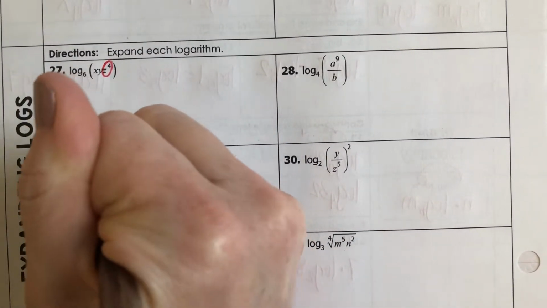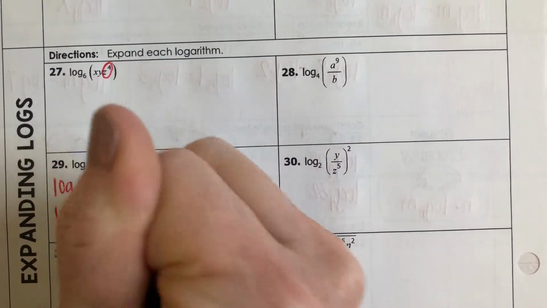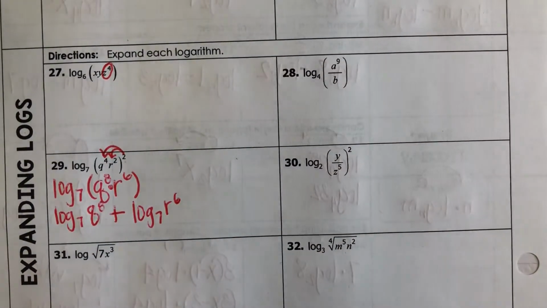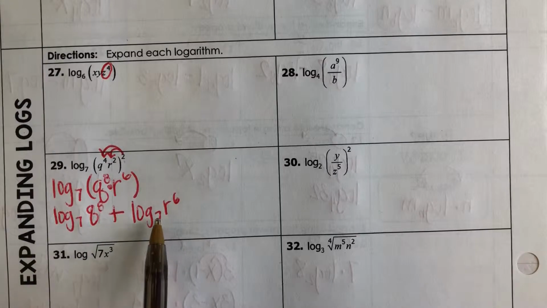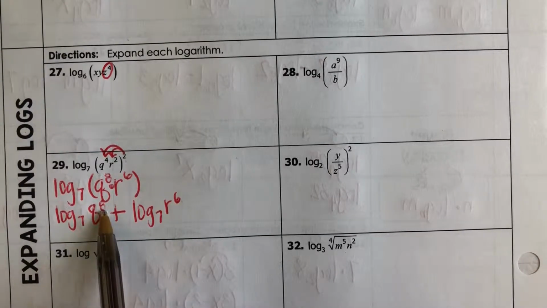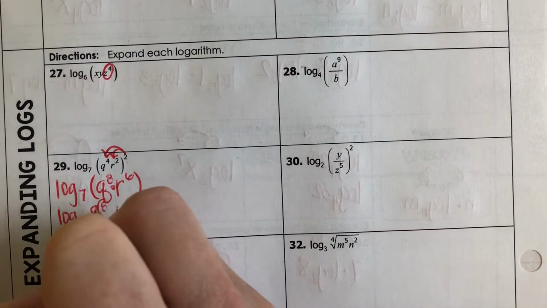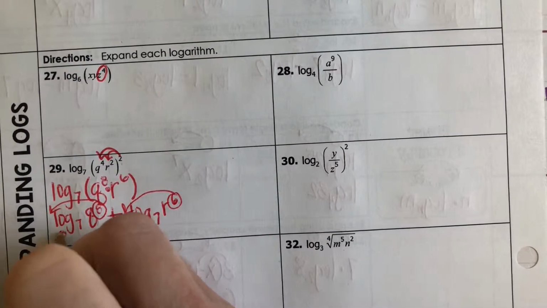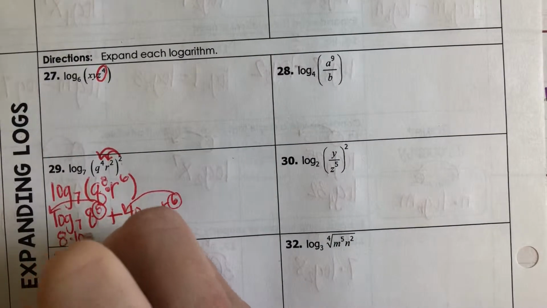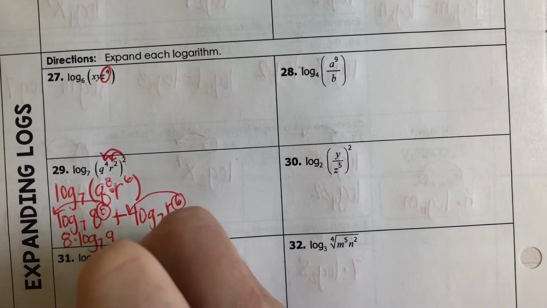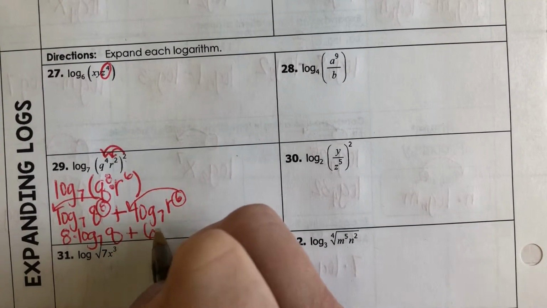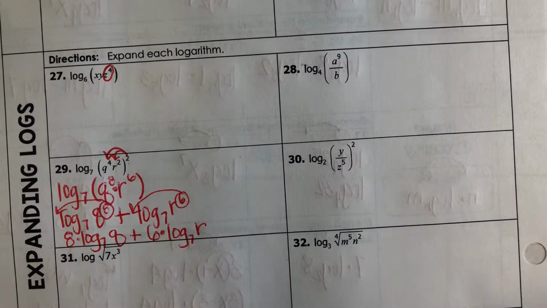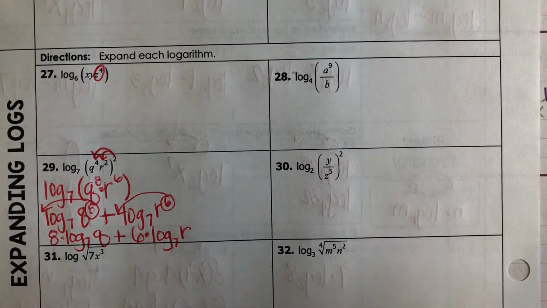Log base 7 of q to the 8th with addition, log base 7 of r to the 6th. When I am expanding, I do not want to leave anything with an exponent. So I'm going to take this 8 and throw it out front, and I'm going to take this 6 and throw it out front here. So this is going to be 8 times log base 7 of q plus 6 times log base 7 of r. Okay? All right.